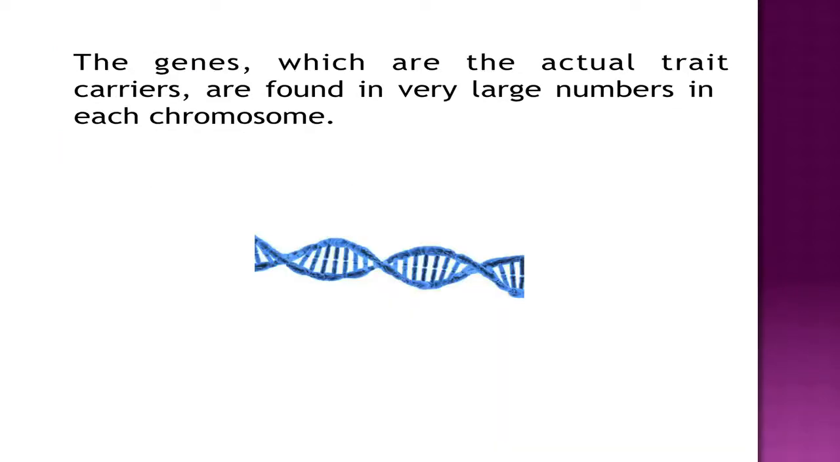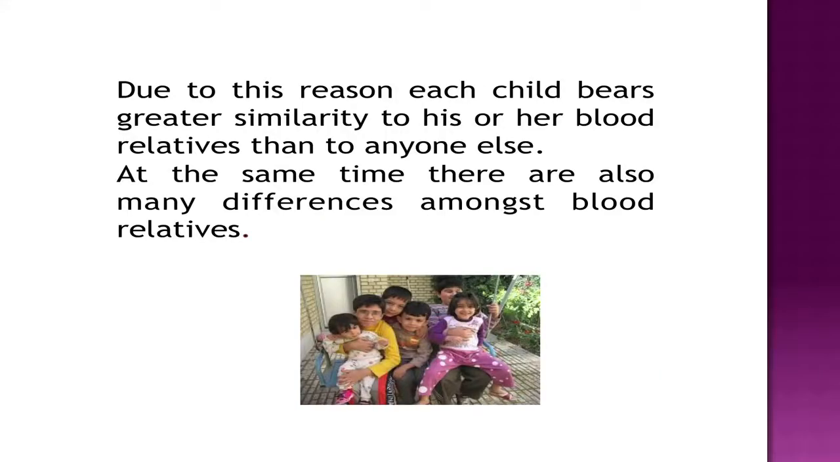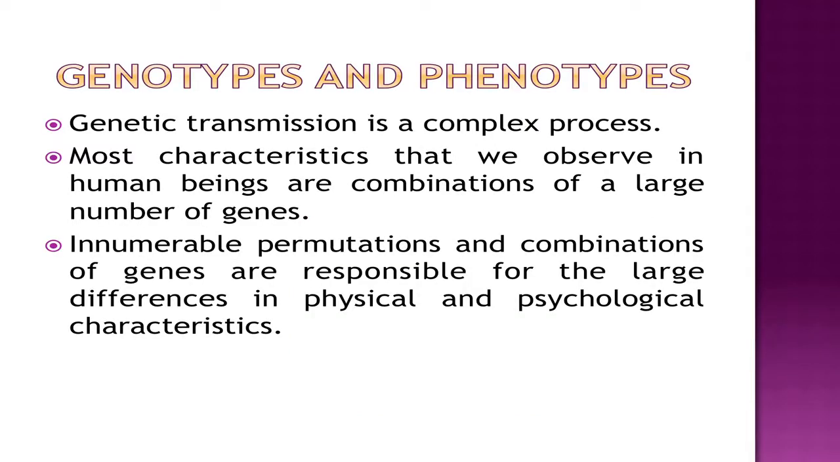The genes, which are the actual trait carriers, are found in very large numbers in each chromosome. The fertilized zygote brings together various combinations of chromosomes. In this way, different genes are transferred to each child of the same set of parents. Due to this reason, each child bears greater similarity to his or her blood relatives than to anyone else. At the same time, there are also many differences among blood relatives. These are genotypes and phenotypes.